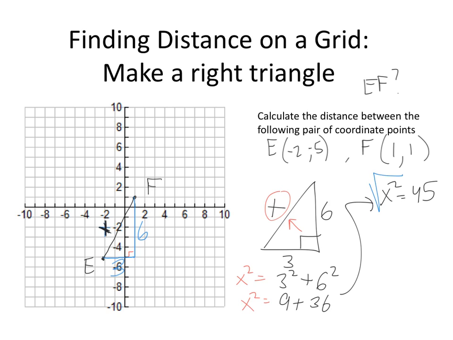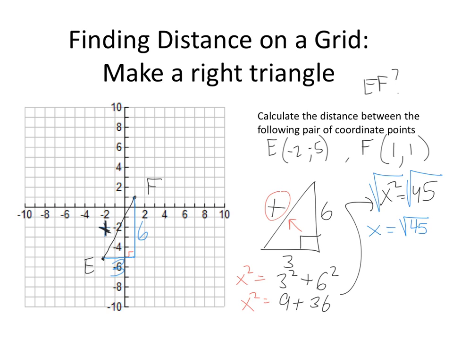So now we'll undo the square by square rooting. And we do know that there should be 2 answers here, but really there's just going to be 1, because EF is a distance, so we can only accept the positive answer. So how big is EF? EF is the square root of 45 big.